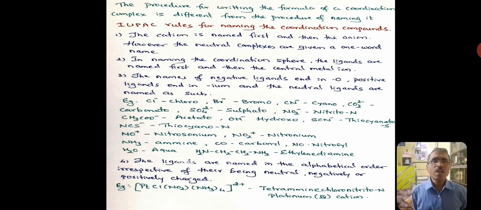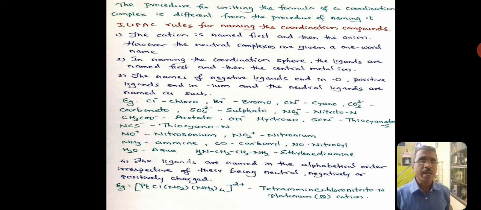Now, the procedure for writing the formula of a coordination complex is different from the procedure of naming it. While naming coordination compounds, IUPAC rules are followed. These rules were given in the year 1976. Now what are these rules? Let us study them one by one. The first says the cation is named first and then the anion. However, the neutral complexes are given a one-word name.